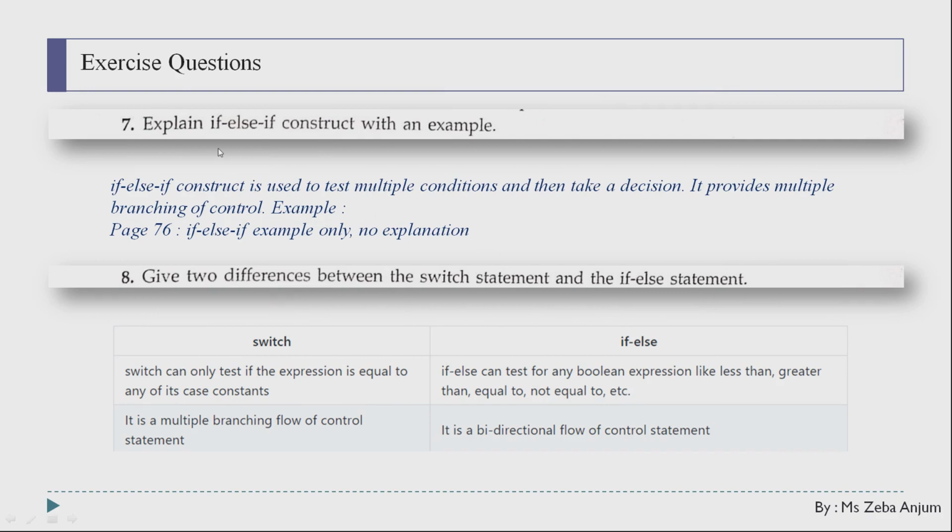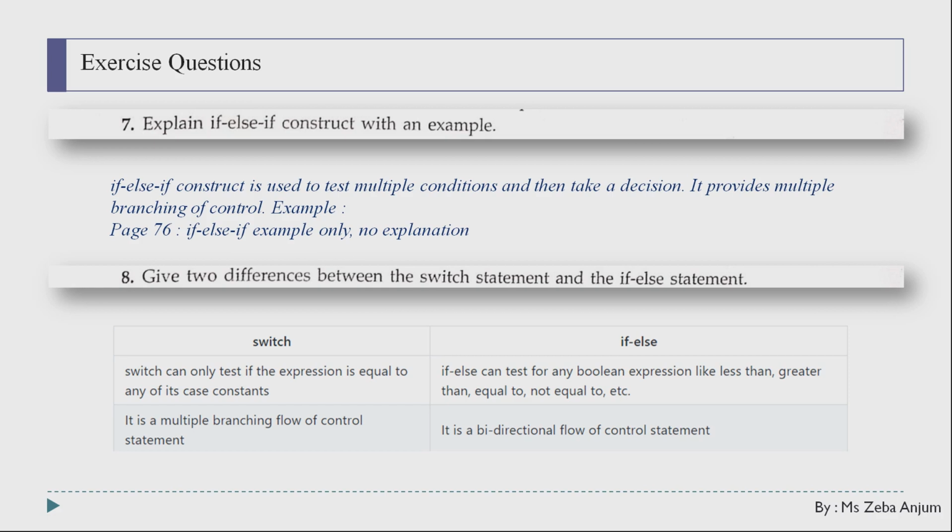Moving forward, you are having seventh question. Explain if else if construct with an example. For an example, you have to turn on page number 76, but for the definition of your if else if construct, please write down over here. If else if construct is used to test multiple conditions and then take a decision. It provides multiple branching of control. Okay, for example, turn on your page number 76. If else if example only you have to write down. Below this is a paragraph, then no need to write down that paragraph over there.